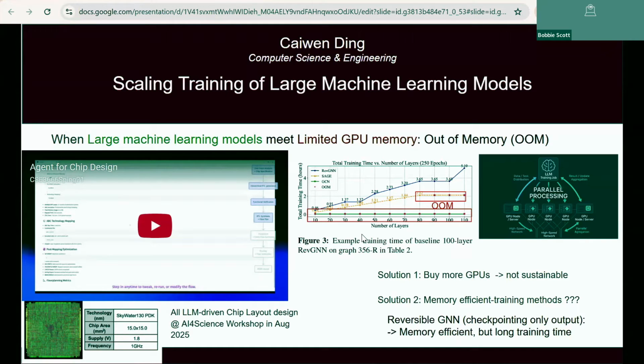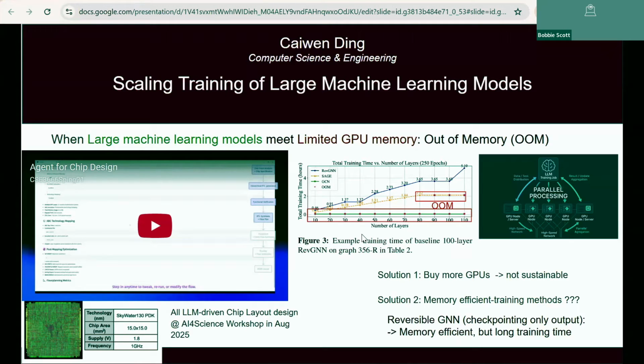Then there are two solutions I can imagine. First one is we buy more GPUs. That's always very straightforward, but it's not a standard solution because sometimes we're limited by cost, by our environment, or some other things. And then we are more interested in the second solution: can we have some more memory-efficient training methods? For memory-efficient training methods, what we have investigated so far, we are very interested in the backpropagation-less or backpropagation-free methods.